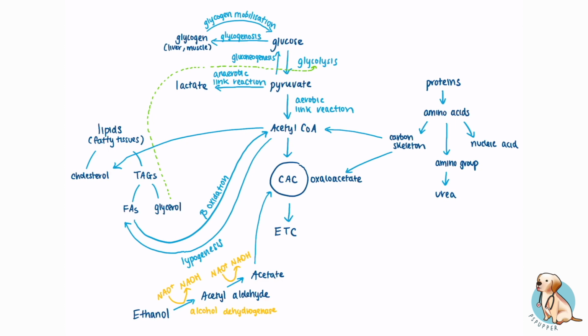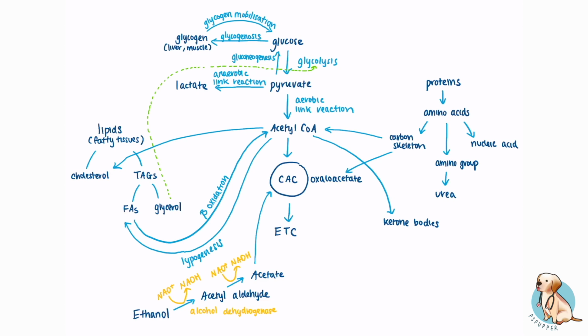I will also briefly mention that acetyl coenzyme A can also form something called ketones, or ketone bodies. This is particularly prevalent in starvation or diabetic ketoacidosis.